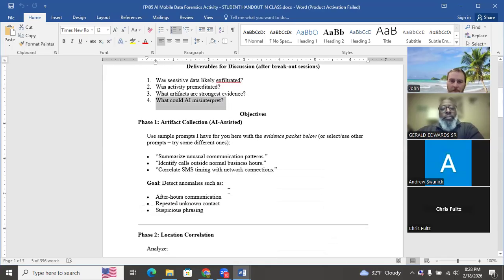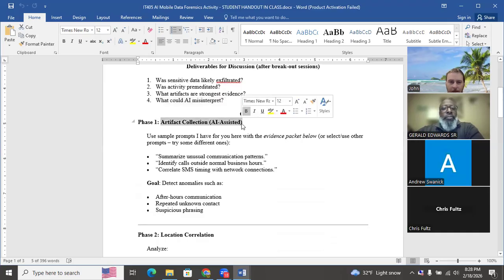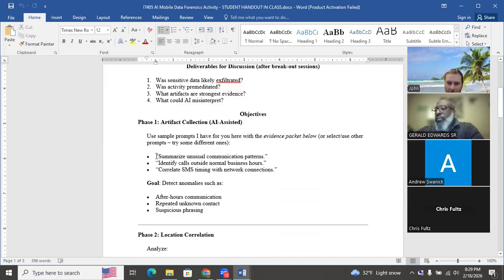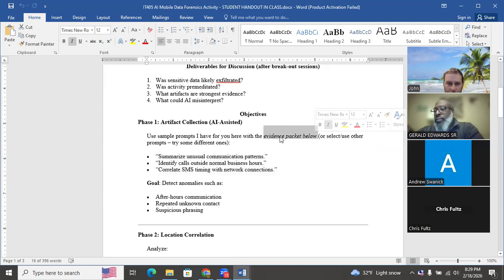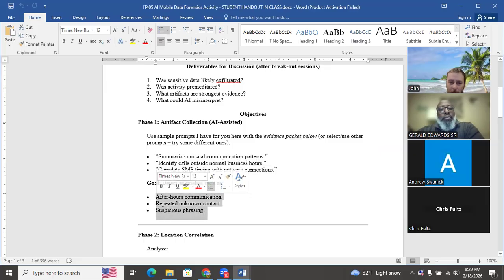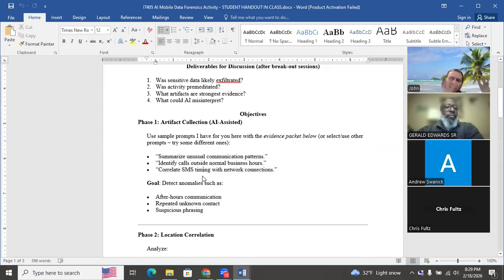There are really four objectives that I have, and I just call them phases. One was artifact collection. I give you some sample prompts here that you could try, to take a look at the artifacts below. I have a big evidence packet below. You could use some of my prompts, but your goal is to look for anomalies. Here are some examples of what you might look for in your prompts. These prompts largely should do the trick, but I encourage you to branch off and try some different things.